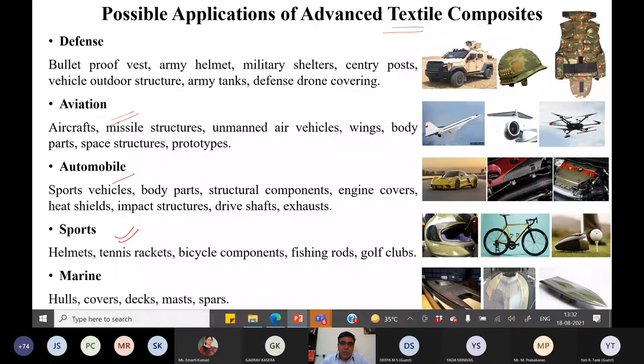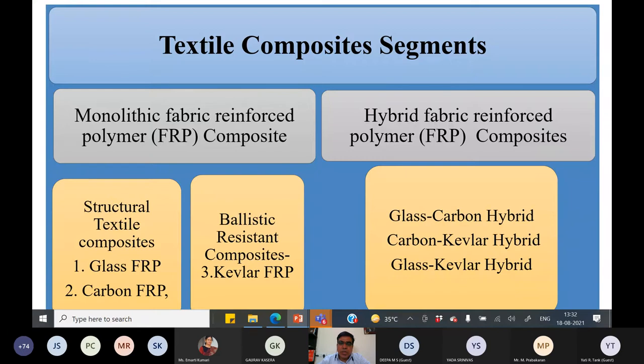Now, if you look at this textile composite, we are further trying to talk about how they can be used monolithically. That means only a glass FRP, a glass textile composite, or a carbon textile composite can be used, of course in different architectures like twill woven and plain woven. Similarly, a Kevlar material can be used. So what do you find unique about this? Glass and polymer are very good in structural properties. Their structural properties are excellent, and their structural strengths are very good.